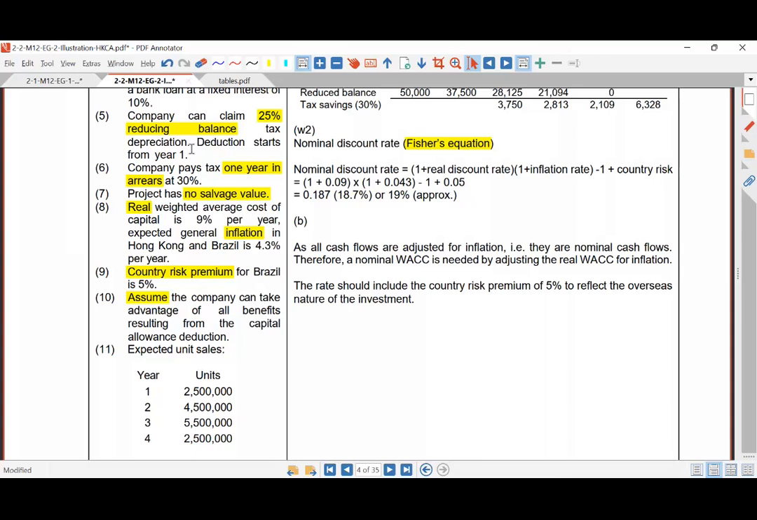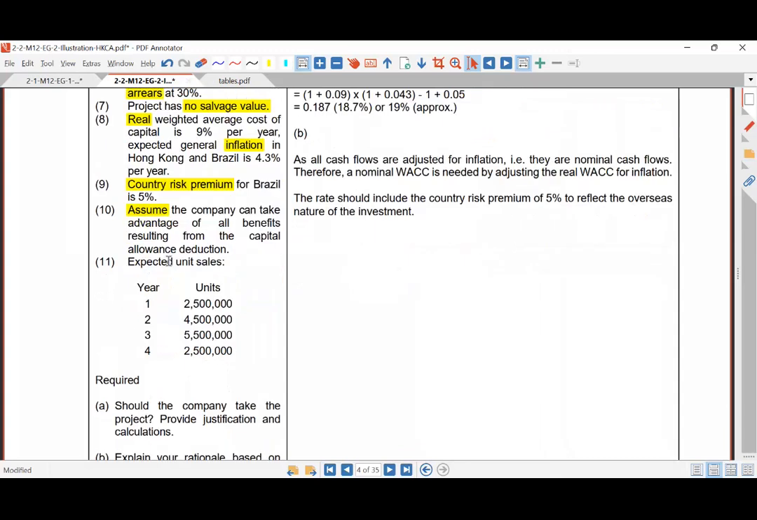So we have explained everything except the taxation, which is note number 6. Taxation is 30% and the company pays tax 1 year in arrears, meaning 1 year later. 1 year delay. This year's profit you pay next year. Allowance is the same. This year's allowance, you enjoy the tax save the next year. So we got hold of everything.